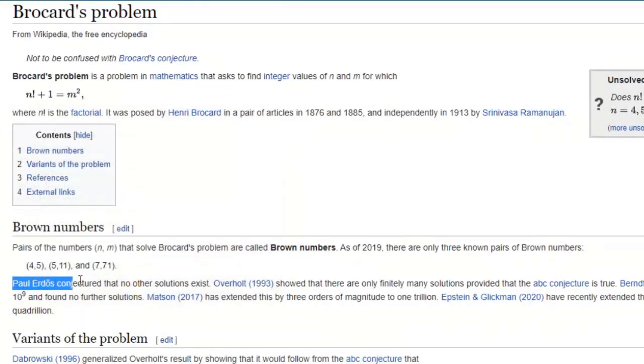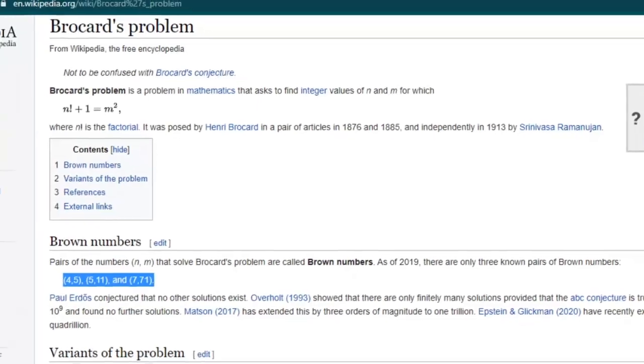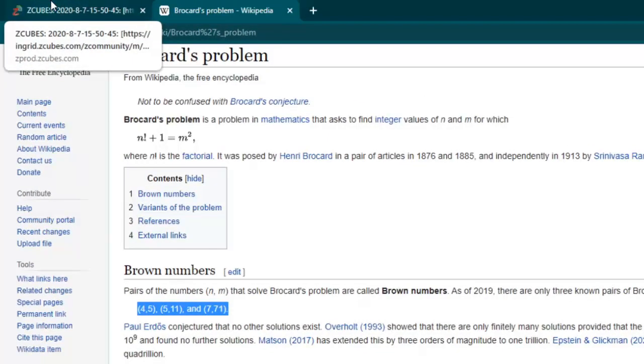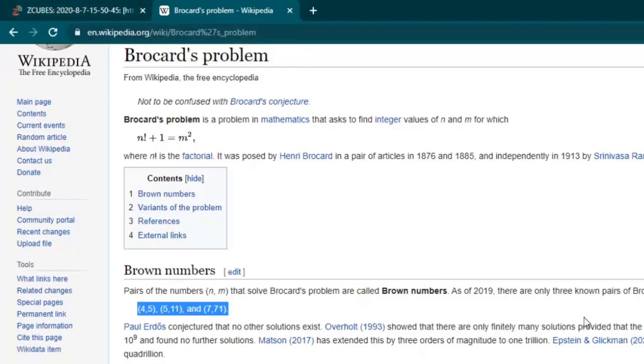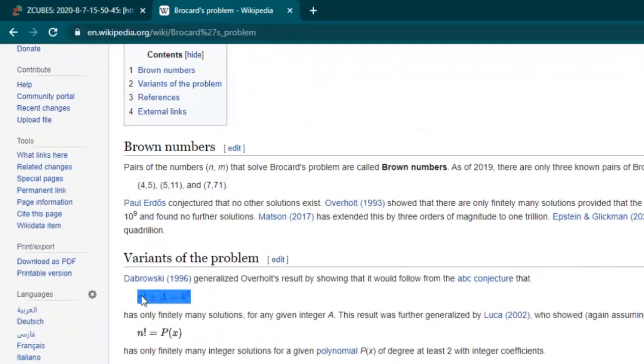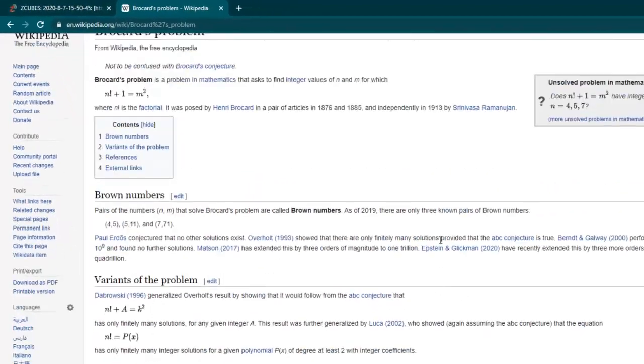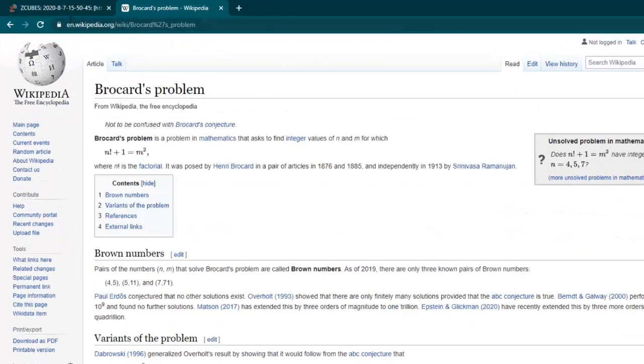So we also found the Brown numbers, and these are the solutions, and interestingly, as per the conjecture that Paul Erdős has suggested, no other solutions exist other than these three pairs in all of the number space. And there are even more extensions of this, where you can go and say for any A that this is true, and there are many varieties of these conjectures. So you can research more on it on the Brocard's problem Wikipedia page.